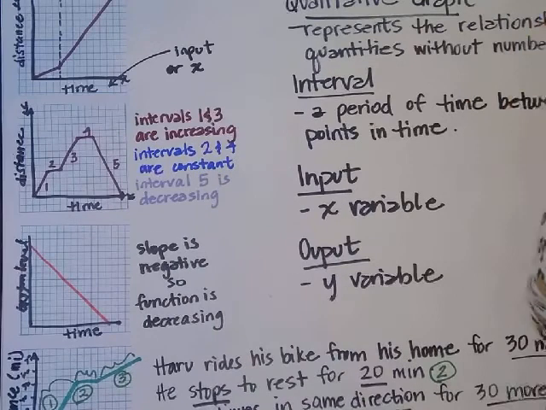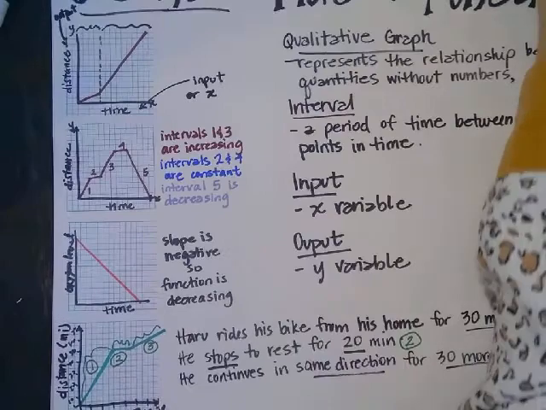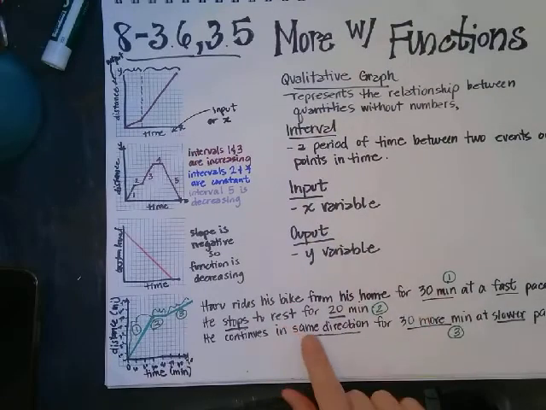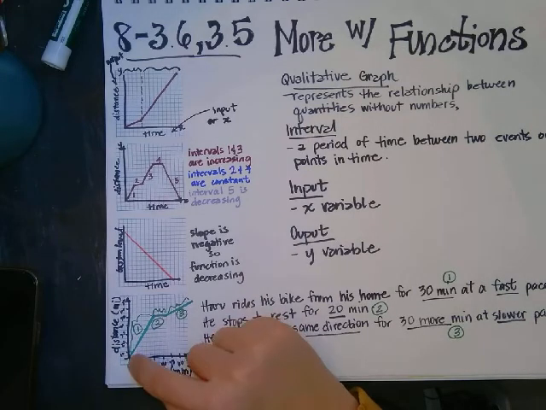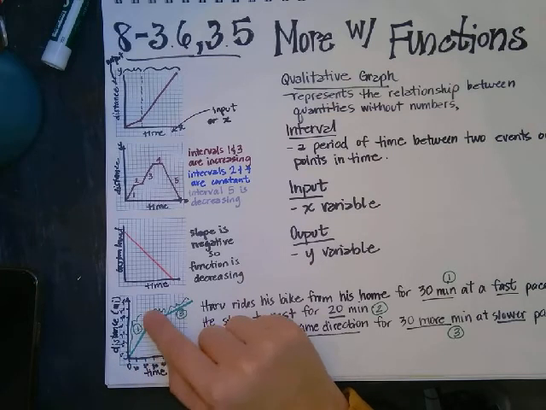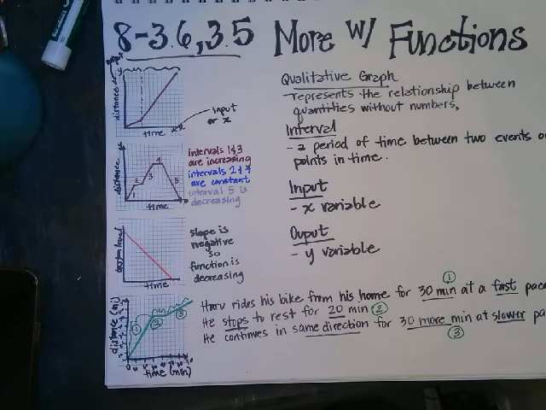In this example, we have Harv riding his bike from home. So this is another distance versus time graph. And he rides his bike for 30 minutes at a fast pace. And that's what we're seeing here. He's covering a lot of distance in this short period of time. So we have a nice steep slope.